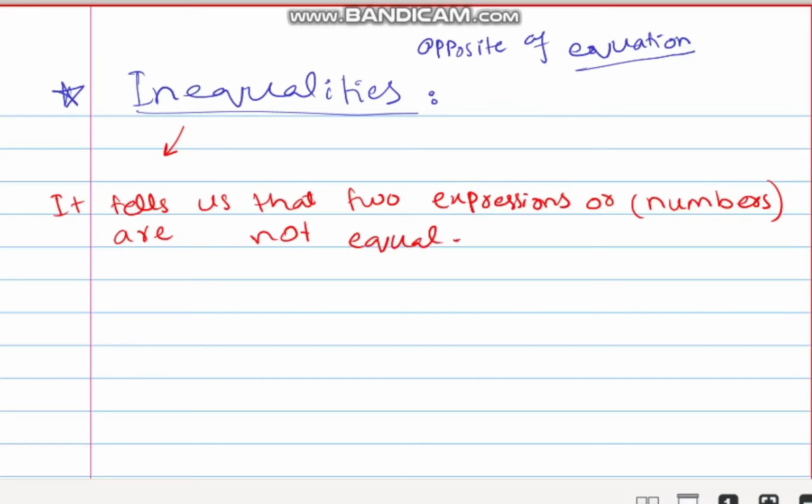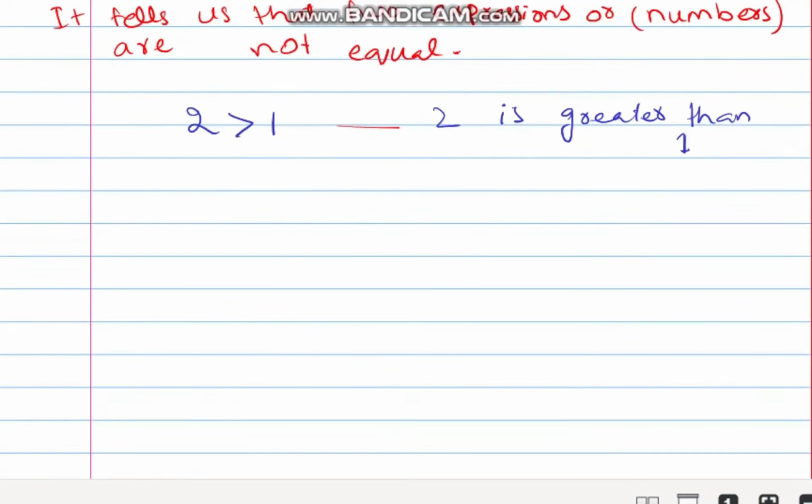What does other relationship mean? For example, 2 greater than 1. This means that 2 is not equal to 1, but 2 is greater than 1. Let me take the blue pen here. So 2 is greater than 1, but 2 is not equal to 1. Greater than is suitable here. Similarly, I can write 3 less than 4. It's a very good thing.